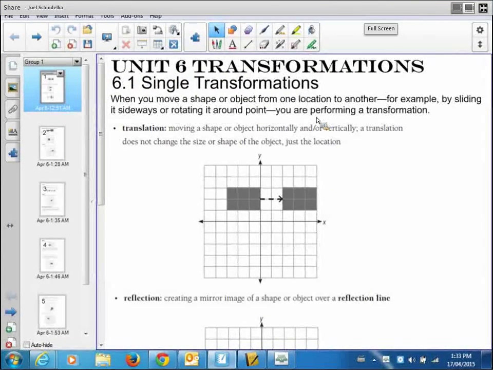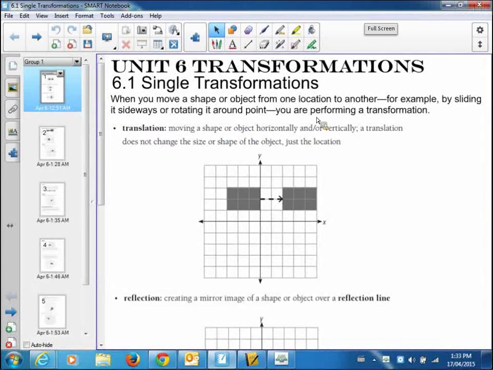Okay, so 6.1's transformations. If you're good with geometry and like visual stuff, you shouldn't find this too bad. Hopefully you do. Let's read through this. Single transformation, so only one change at a time.